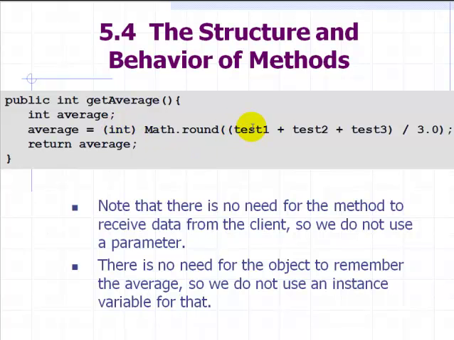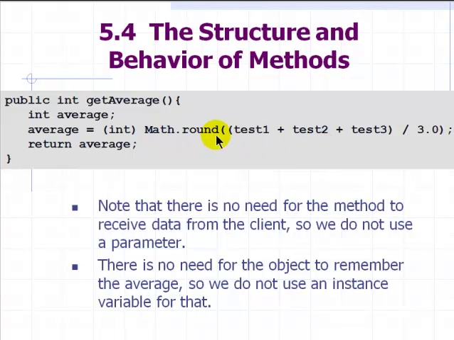What it does is it takes test1, test2, test3, remember those are the private data members, and those are integers, takes those, it sums them, and divides by 3, but it divided by 3.0. So notice that this is a computation that is a double. So we have integer on the left, double on the right. So when the division is performed, the operation result is a double.